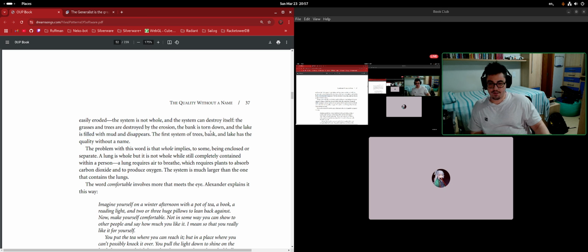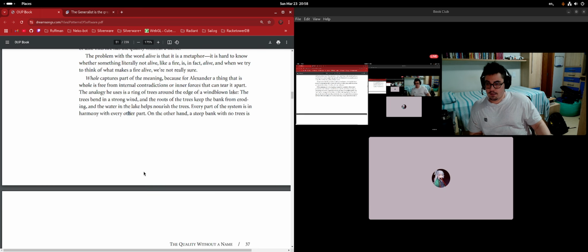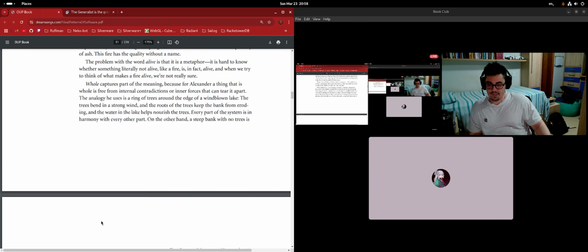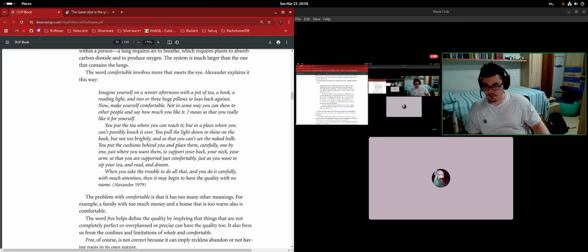The first system of trees, bank and lake has the quality without a name, which is the system in which the trees are working as the glue to the soil, I guess, because it evades erosion. The word comfortable invokes more than meets the eye. So then there's an explanation. I think this is worth reading as well.